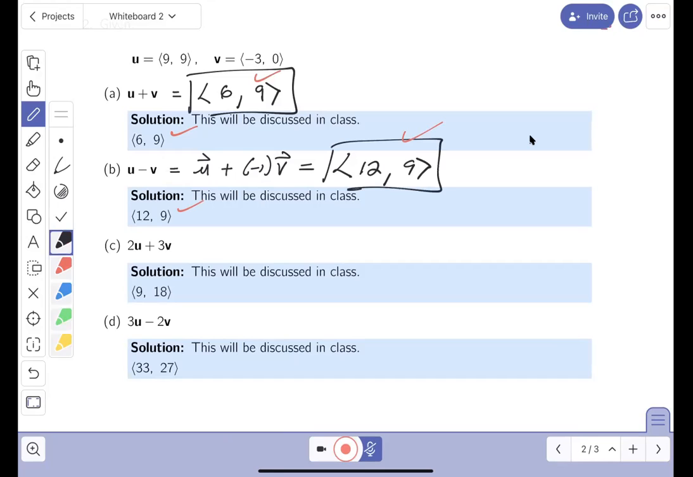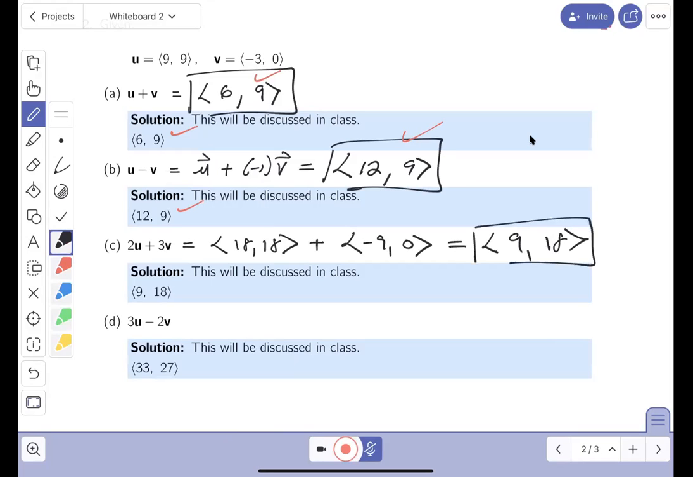This is C. I'm going to write down the scalar multiple of U. That's 2 times that. That would be 18, plus the scalar multiple of V, which is going to be 3 times that, which is minus 9, 0. Add them together, what do you get? 9, 18. Right, again, I can't say enough times. Look at the key, make sure you're getting that. All right, let's put this one down.